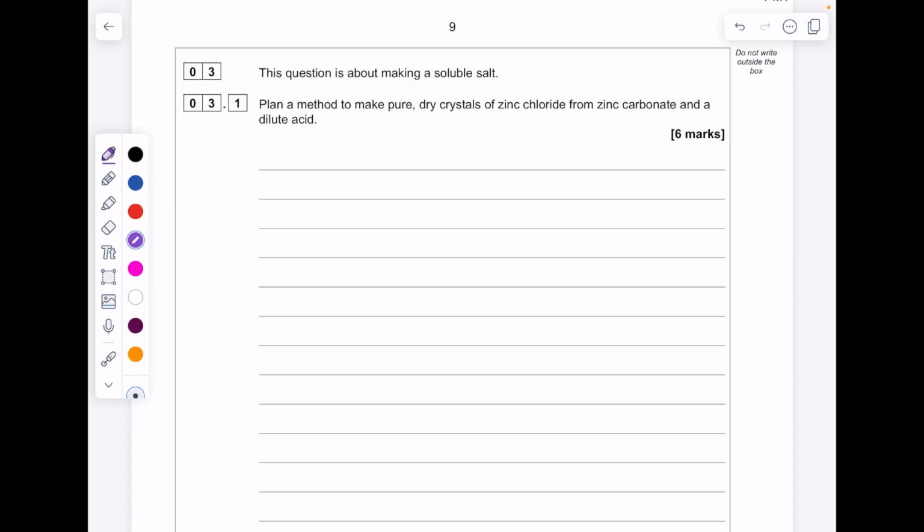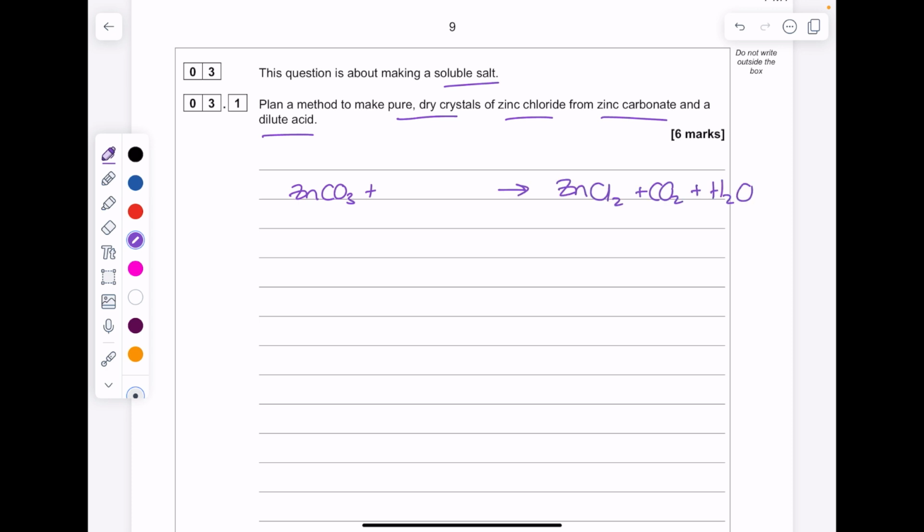This question is about making a soluble salt. Plan a method to make pure, dry samples of zinc chloride from zinc carbonate and a dilute acid. If we actually look at the equation, we're using zinc carbonate, we need an acid, and we're making zinc chloride. So what acid must it be? If it's a chloride, it must be hydrochloric acid.